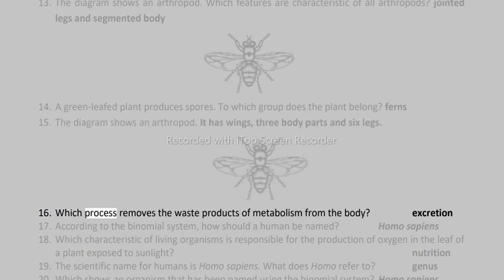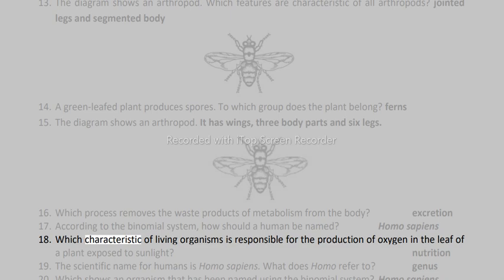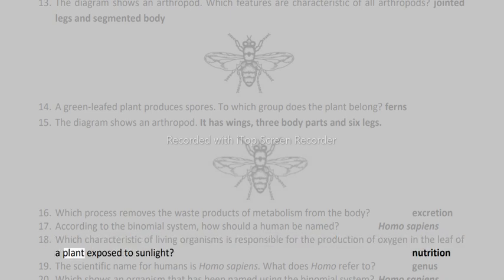16. Which process removes the waste products of metabolism from the body? Excretion. 17. According to the binomial system, how should a human be named? Homo sapiens. 18. Which characteristic of living organisms is responsible for the production of oxygen in the leaf of a plant exposed to sunlight? Nutrition.